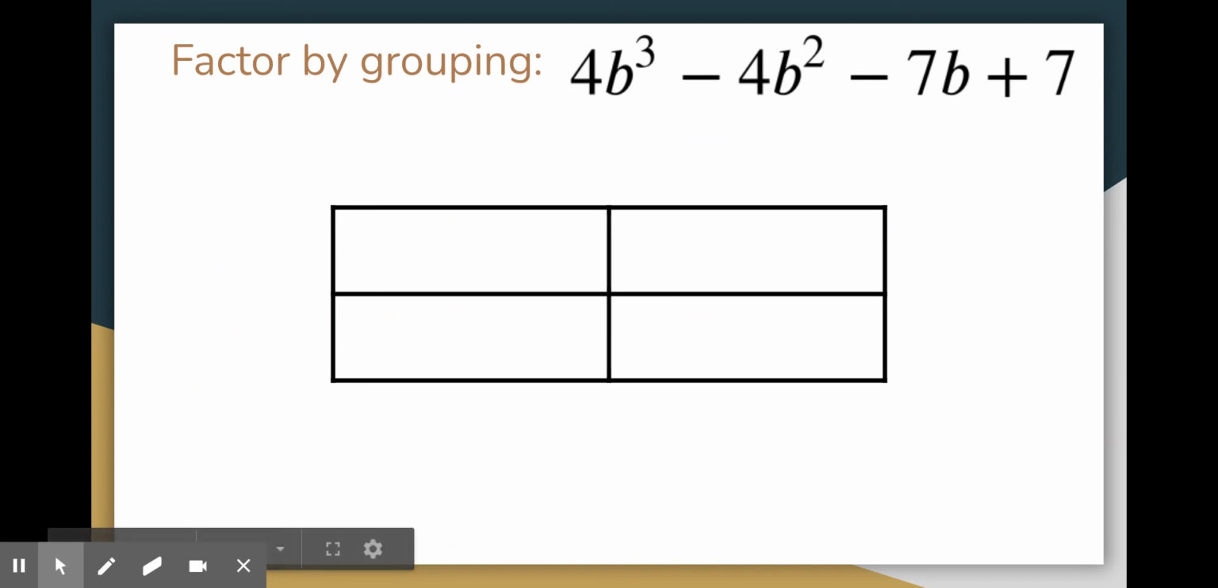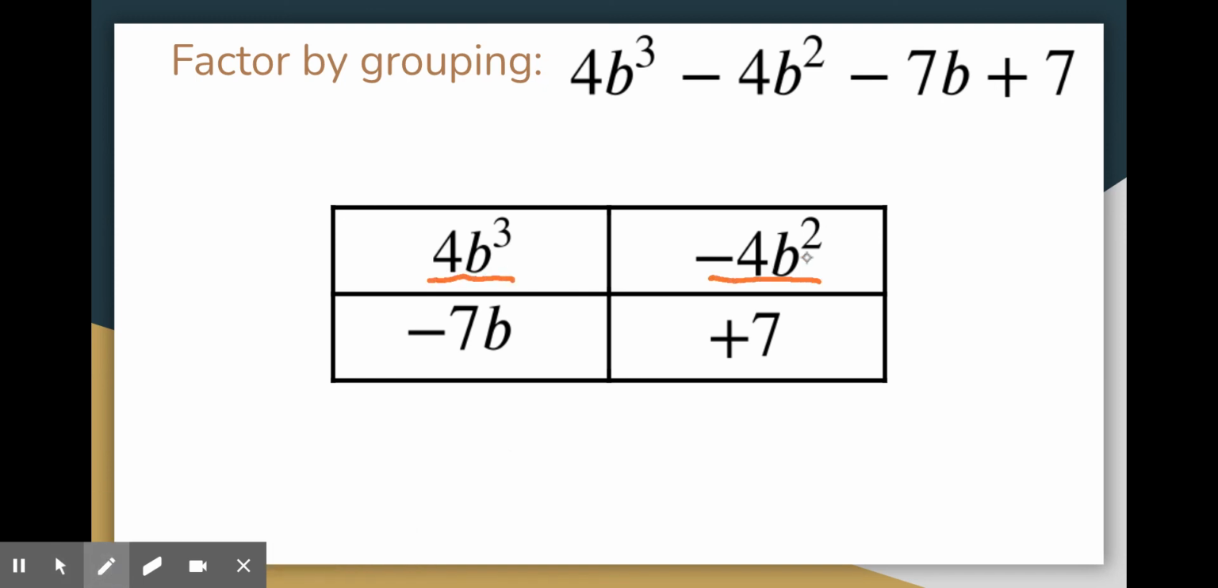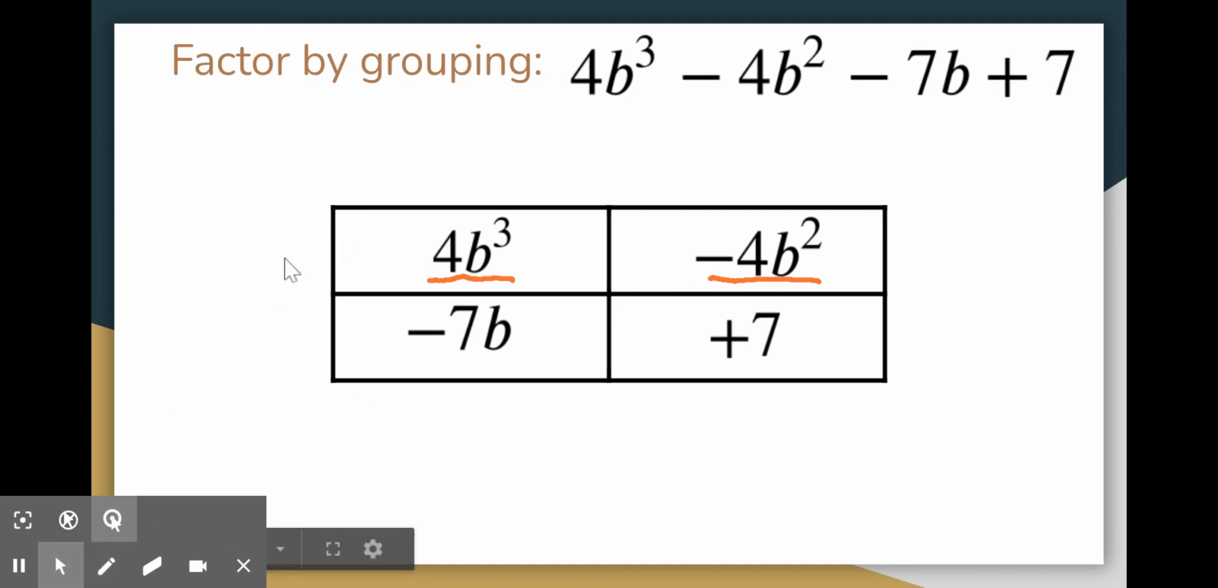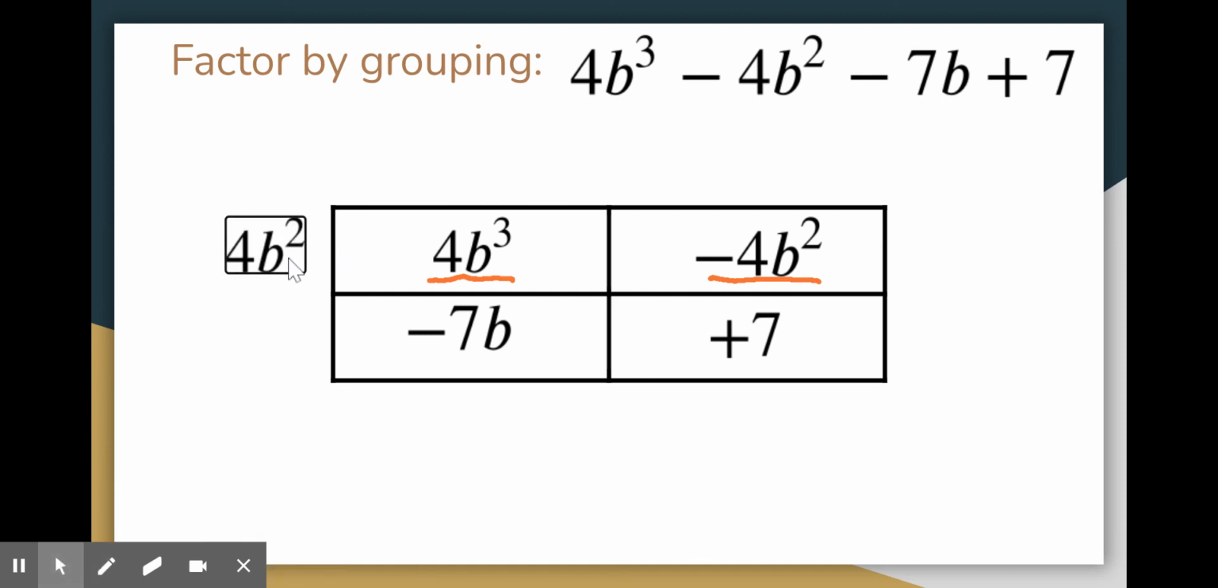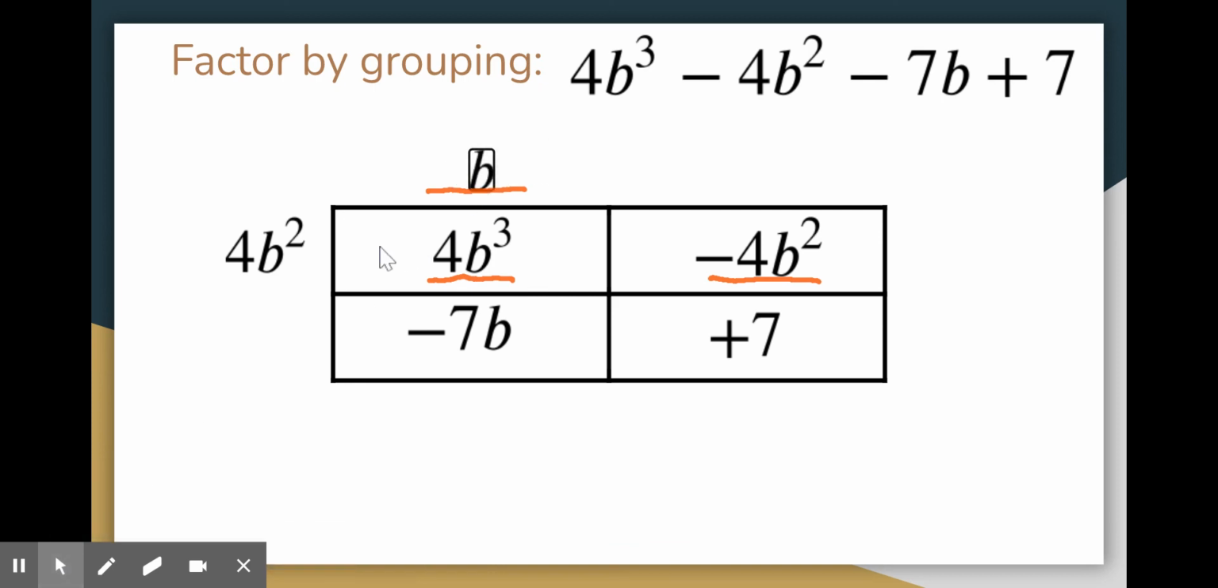Okay, see if you can do this one by yourself. Pause the video and then resume it. Okay, so I wrote the 4 things inside the box, and we're looking for our greatest common factor. Looks like they both have 4 and b squared. Okay, and then take what times 4b squared gives me 4b cubed? Well, that would be b.